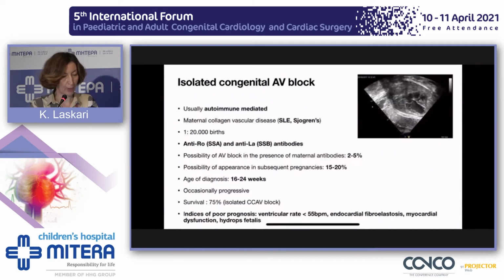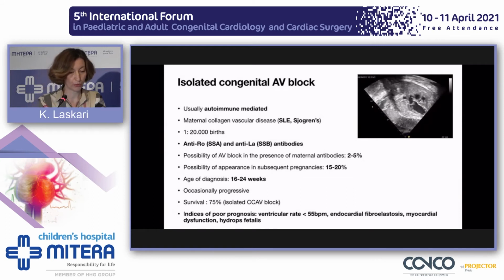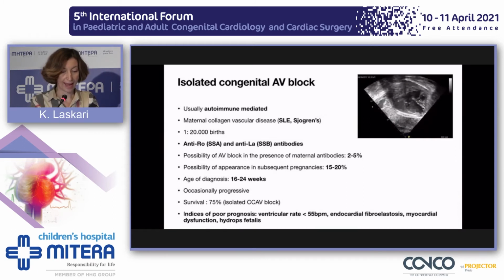Isolated congenital AV block is usually autoimmune mediated. It is due to maternal collagen vascular disease like systemic lupus and Sjogren's disease. It can be found in 1 out of 20,000 births, and usually the anti-Ro and anti-La antibodies are present. The possibility of AV block in the presence of maternal antibodies is 2 to 5%. The possibility of complete AV block in subsequent pregnancies is up to 15 to 20%.